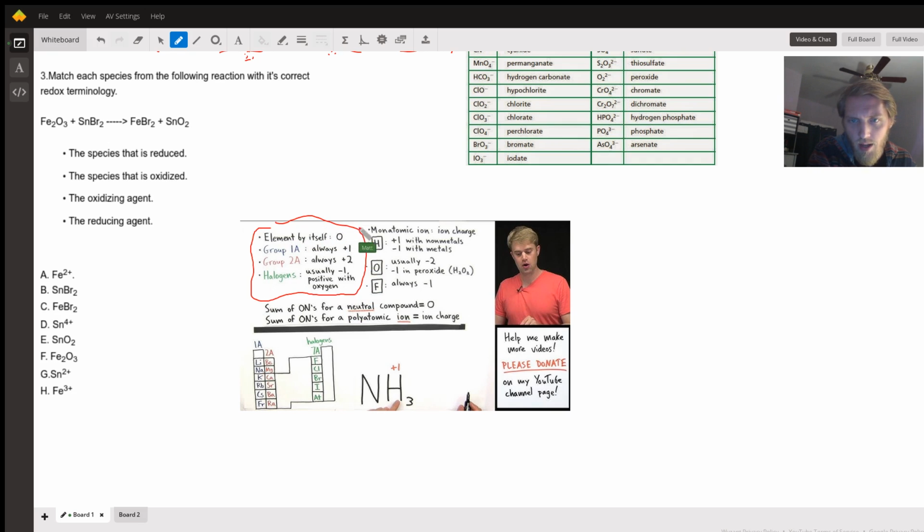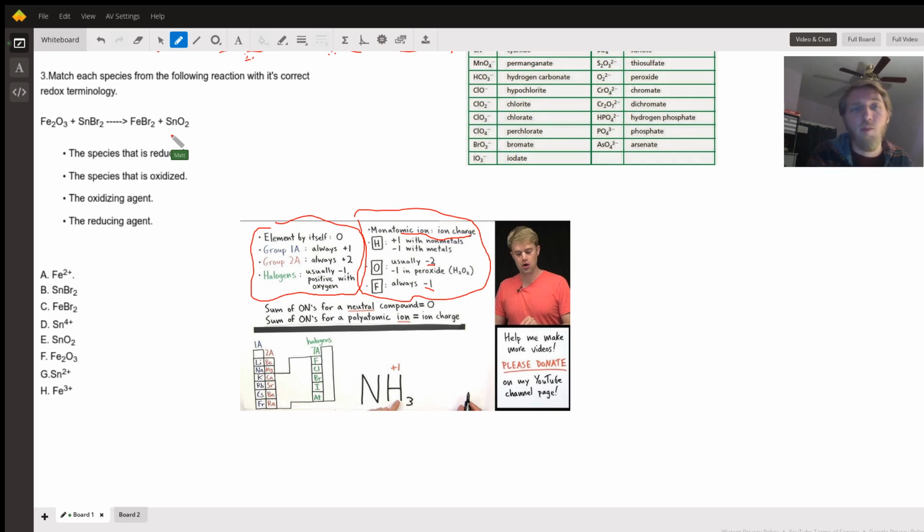And then right here. These are the rules for identifying oxidation states. These are things you should memorize. For example, oxygen is usually -2. You should always know that. Fluorine is always -1. Monatomic ions have an oxidation state equal to their ionic charge. So those are rules you should have memorized, just like the solubility rules.